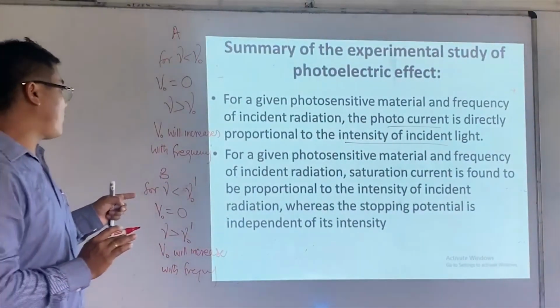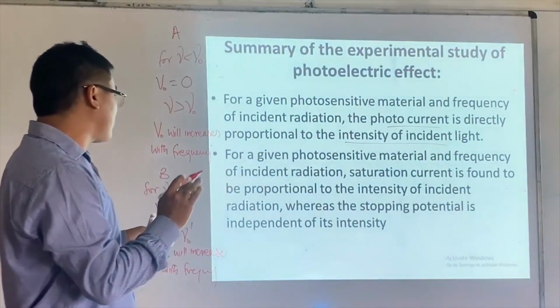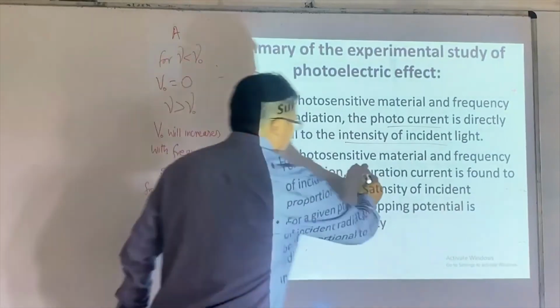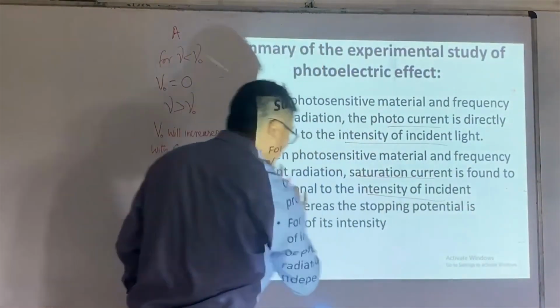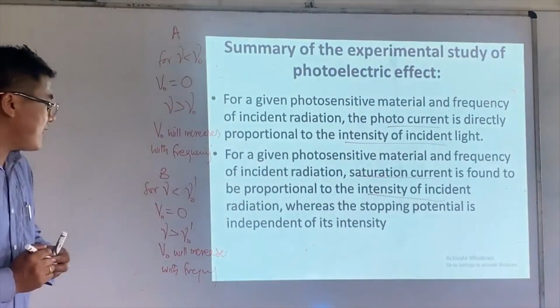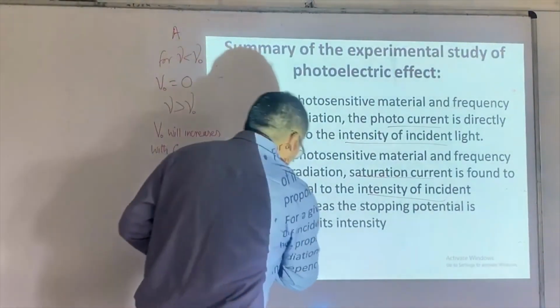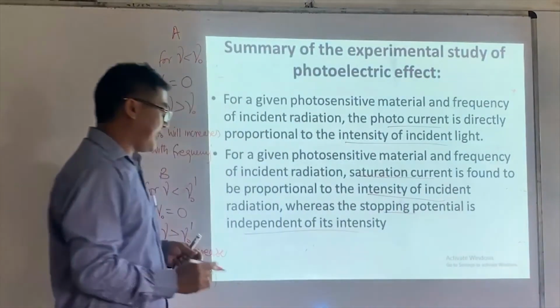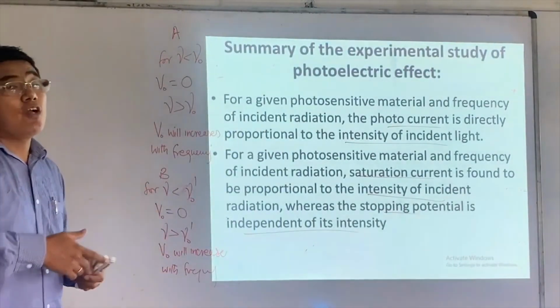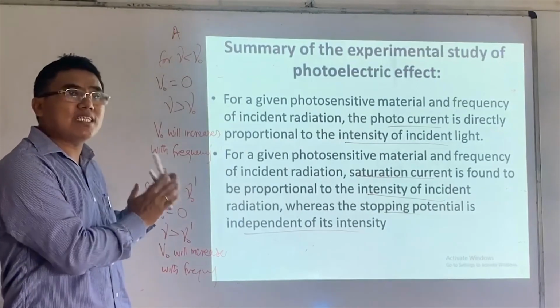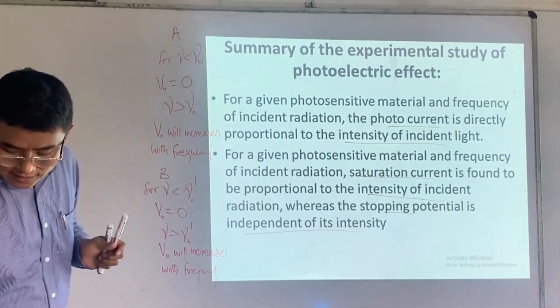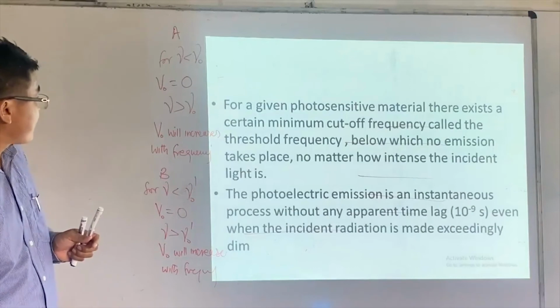Then the second point is for a given photosensitive material and a frequency of light. This is the second graph. Saturation current is found to be proportional to intensity of light. And the stopping potential is independent of the intensity of light. With a different intensity of light, we have only a single stopping potential. So that's graph number 2.